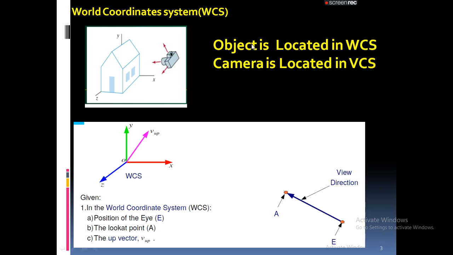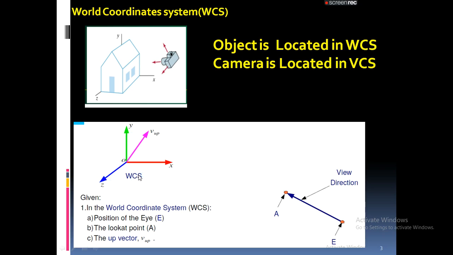I'll repeat: the object is located in a world coordinate system and the camera is located in a viewing coordinate system. So here I define the position of the camera and the orientation of the camera with respect to the viewing coordinate system. As you can see in the second diagram, I am highlighting that any object can be represented in a world coordinate system. For that object, I represent the x-axis in red, the y-axis in green, and the z-axis in blue, like this.